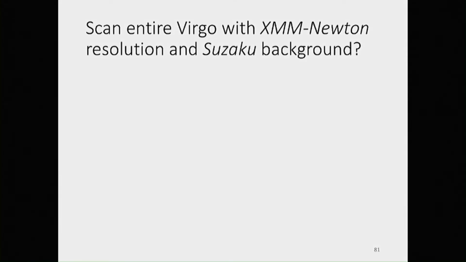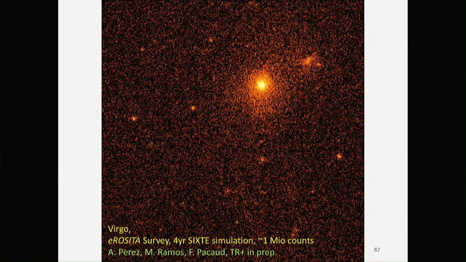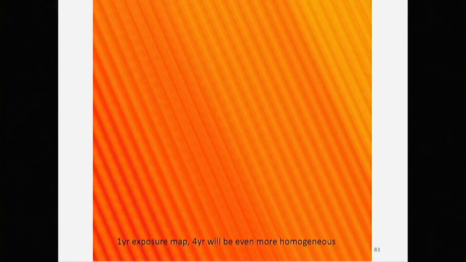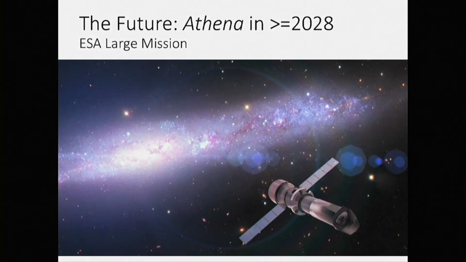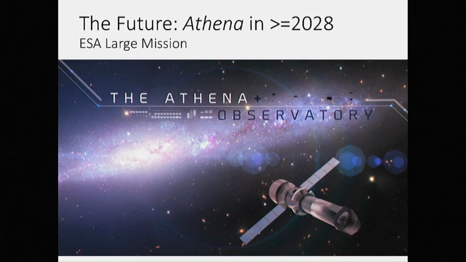Wouldn't it be great to have basically one image with the XMM-Newton spatial resolution and with the Suzaku background? And that's a simulation of what we hope eROSITA would show after the 4-year survey is done. We estimate that we would have up to 1 million counts from the Virgo cluster if we add up everything in that region over here. Soft proton flares have not been incorporated in that calculation, so we will have to see. The exposure map is supposed to be fairly homogeneous and flat in that area.